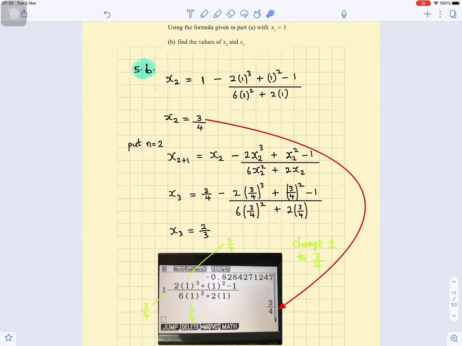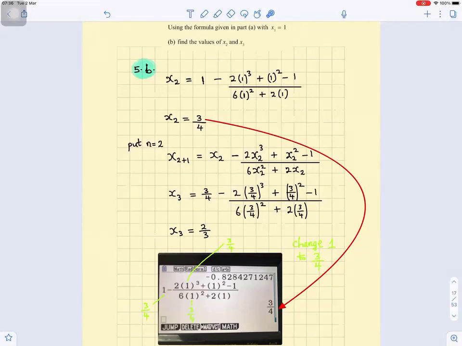Now, so that would mean using x2 in 2x cubed plus x squared minus 1. We know x2 is 3 over 4. So we put 3 over 4 in there, 3 over 4 there, 3 over 4 there, and 3 over 4 in there. Put it all in your calculator. You get x3 to be 2 over 3.